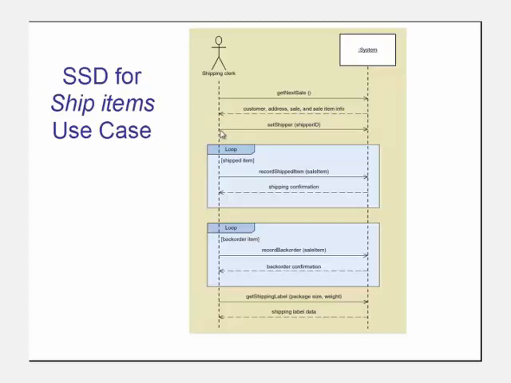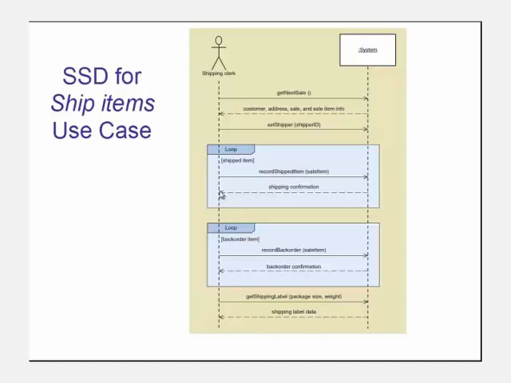And then the shipping clerk determines what's the best way to ship each item. So it chooses a shipper and sends the message set shipper with the parameter being the shipper ID. So now the system knows the shipper for this sale. And then we have a loop frame. We loop for each shipped item. The actor sends the message record shipped item and provides the sale item as a parameter. And then the system sends back the shipping confirmation. And then if there's another shipped item, the actor sends the record shipped item message again with that sale item, and the system returns shipping confirmation.